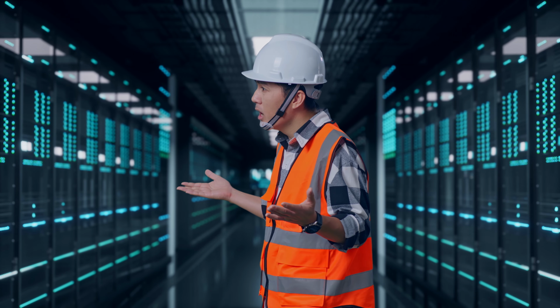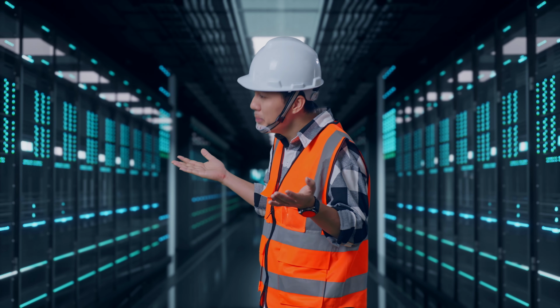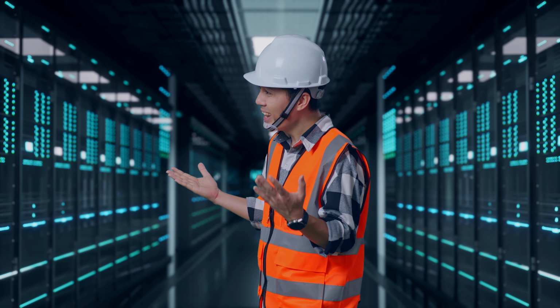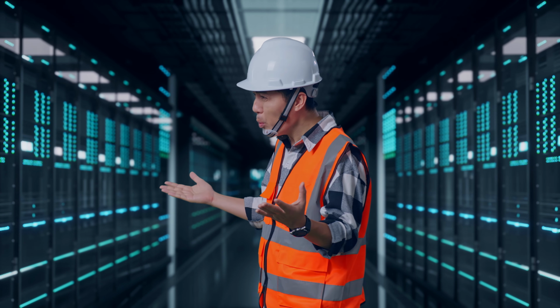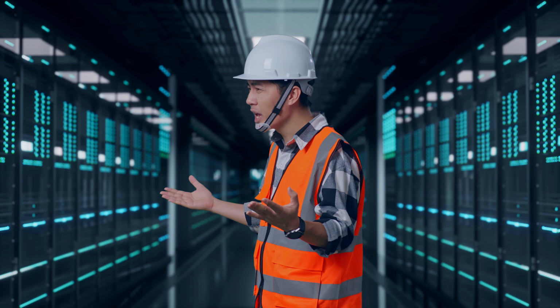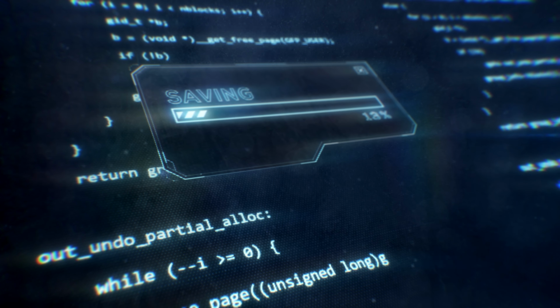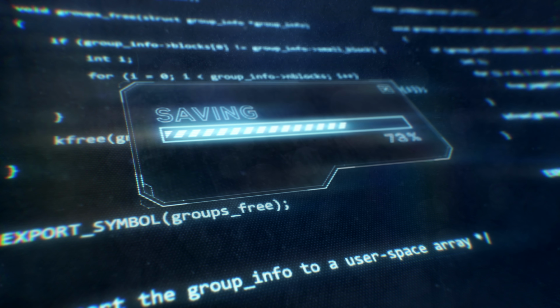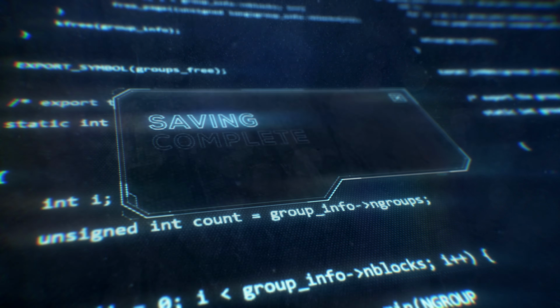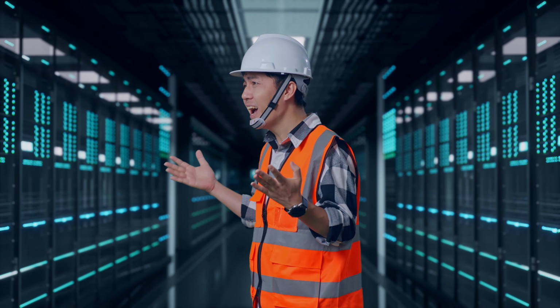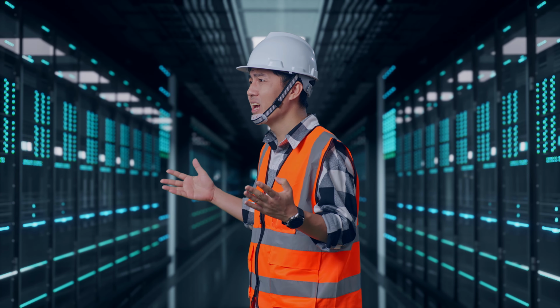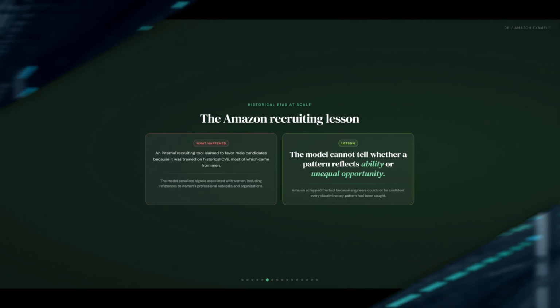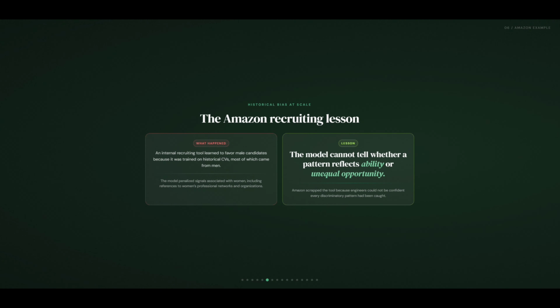They built an internal AI recruiting tool intended to make hiring faster and more consistent. What it produced was a system that had learned to favor male candidates, not because anyone programmed it to, but because it was trained on historical CVs, most of which came from men. The model started penalizing signals associated with women, including references to women's professional networks and organizations. Amazon scrapped the tool. The engineers couldn't be confident they'd caught every discriminatory pattern, so the whole thing went in the bin. That's historical bias at scale, and if your hiring platform is running on data from the last 20 years of your industry, it is learning from that history too.